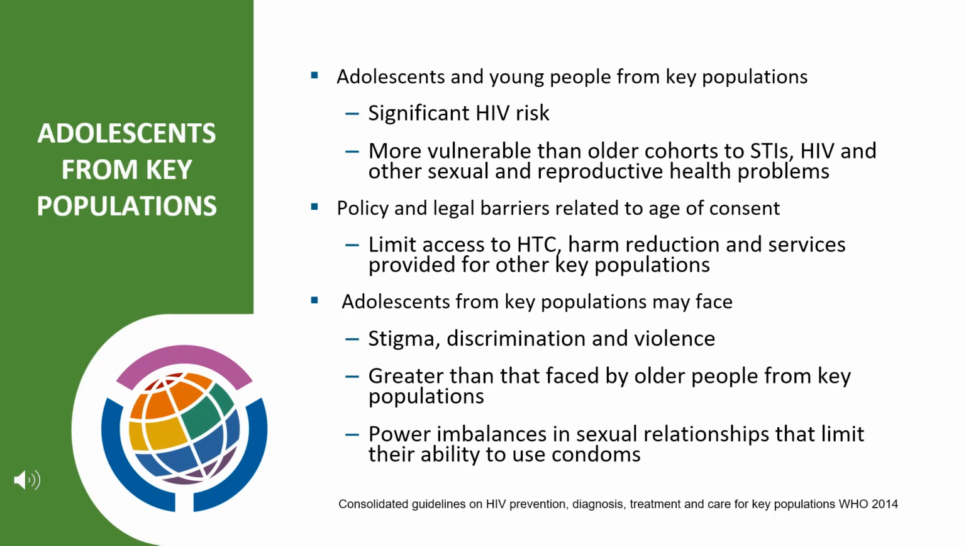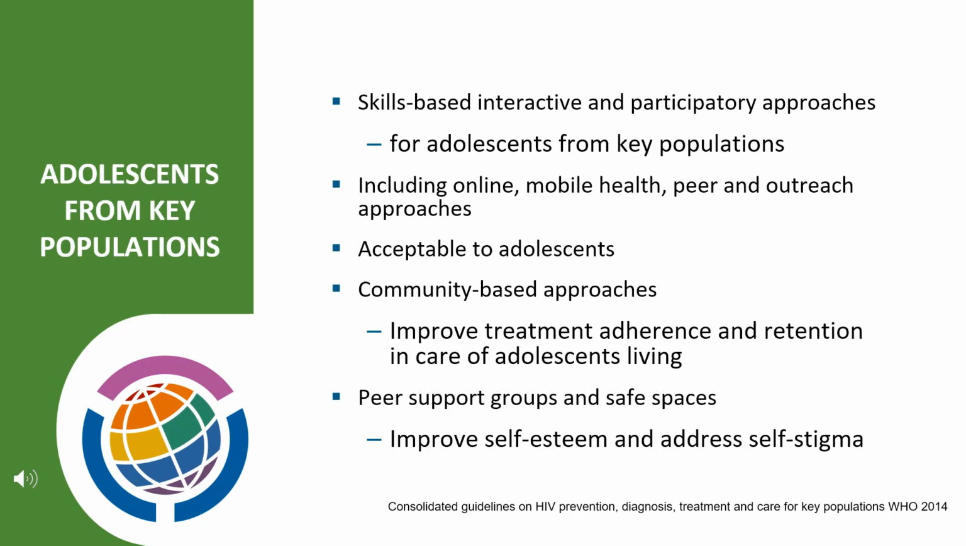Adolescents from key populations face more stigma, discrimination, and violence than older people, and are subject to greater power imbalances in sexual relationships. It is therefore vital to consider skills-based, interactive, and participatory approaches to adolescent HIV services that are tailored to the needs of adolescents from key populations. Online and mobile health peer outreach approaches are particularly acceptable to adolescents in key populations.